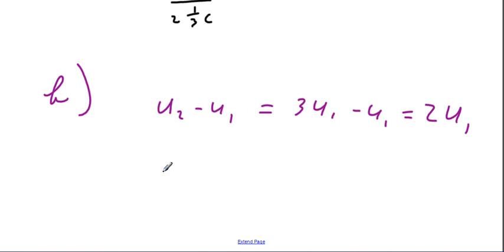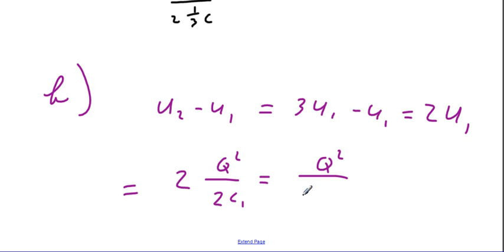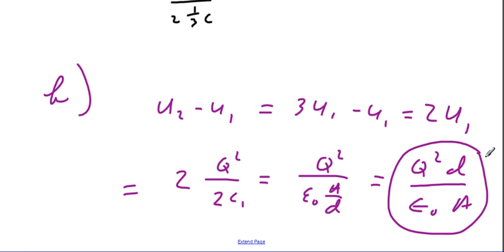Alright, so 2U1 is going to be 2 Q squared divided by 2C1. We know the capacitance, so that's going to be Q squared over epsilon naught area divided by D. And the D can go on top, and I can say Q squared D over epsilon naught area. So that's how much work was done to store the energy. Okay, I'm now looking at problem number 48.